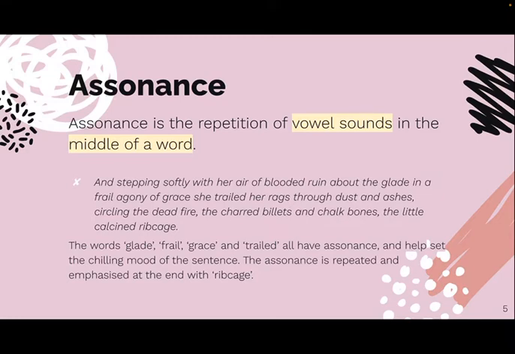The words glade, frail, grace, and trailed all have assonance, so they've all got the A sound in the middle of them. Glade, frail, grace, and trailed. You can hear the A sound. And they help set the chilling mood of the sentence. They tie those words together. It's repeated and emphasized as well at the end of the phrase or the sentence there with rib cage. So the A sound again is repeated. So it ties the whole piece together. It makes it sound cohesive and it makes us focus on those words.